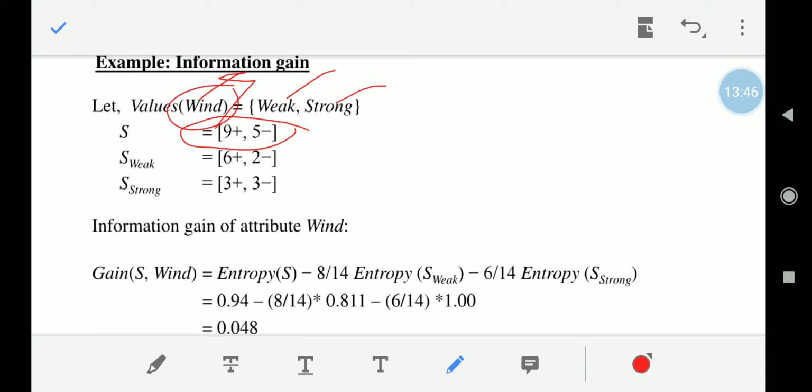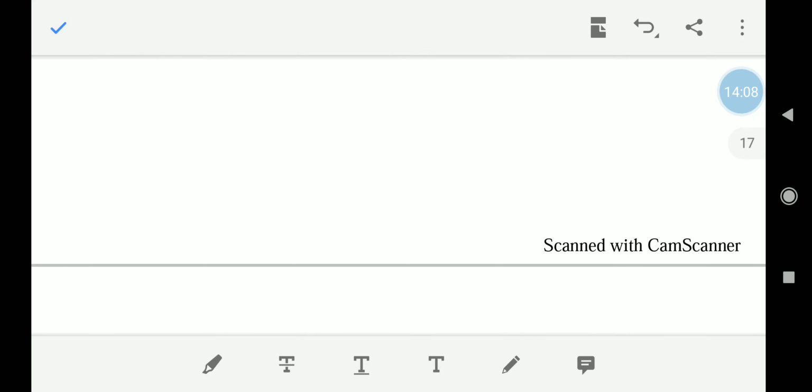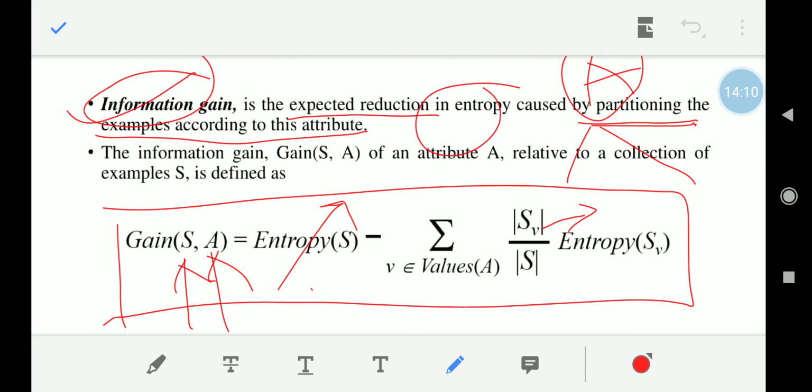I have to take each attribute first, then calculate what is the information gain or entropy for that. I just told you, when we considered weak, I have 6 positive, 2 negative. When I consider strong, I have 3 positive, 3 negative. Now what we have to do? We have to substitute in this formula.